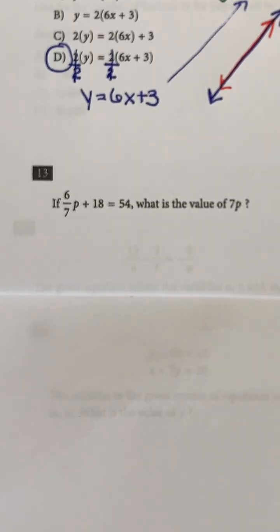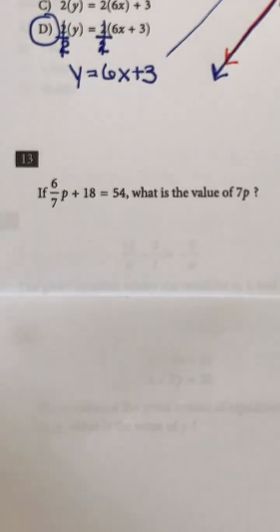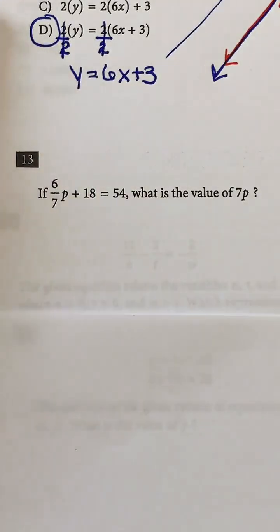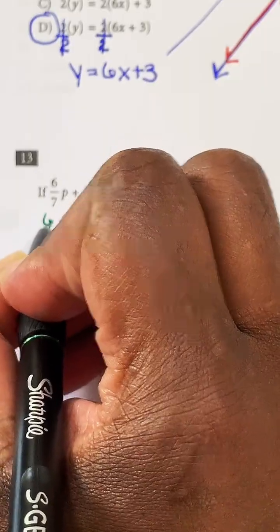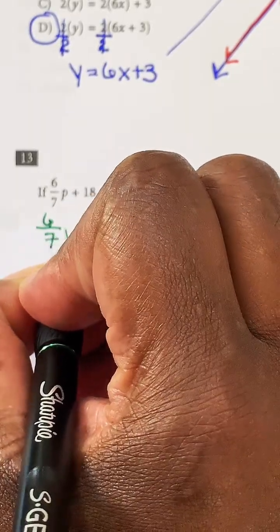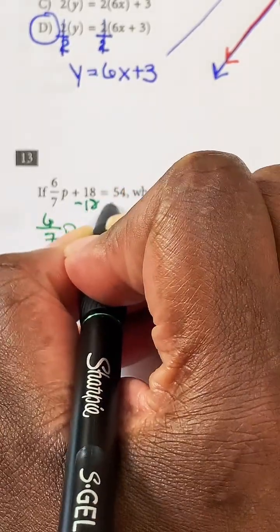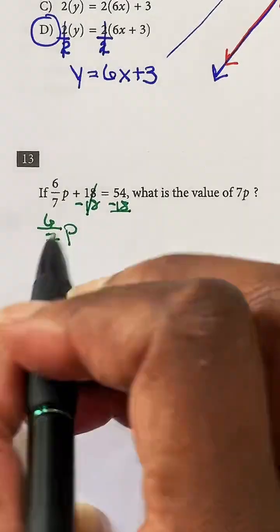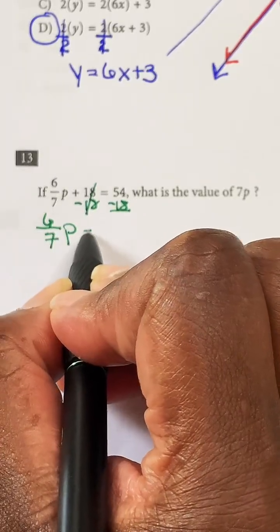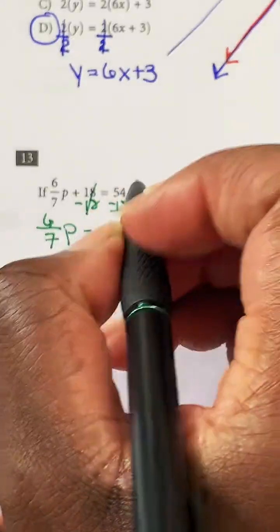Okay. Let's take a gander. All right, first, let's tackle our equation. So we have 6/7 P, and we're going to subtract the 18. So that's the very first thing you should do, because that means 6/7 P is going to equal what, 36?